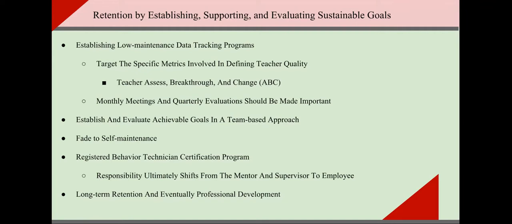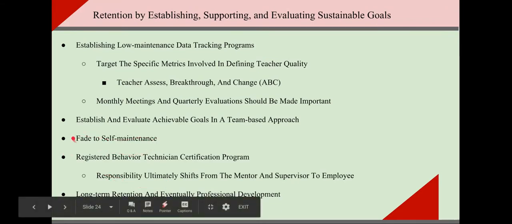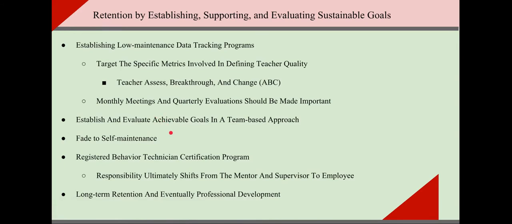So these goals should be achievable, and this team-based approach would be the best way to do it, where you have the mentor, the supervisor, and the individual all working together to plan towards making these goals and fade these out to be more of a self-maintenance position, because by the time they are no longer with their mentor formally, they will be a mentor themselves and will need to have some skills in self-maintaining their progress towards goals.